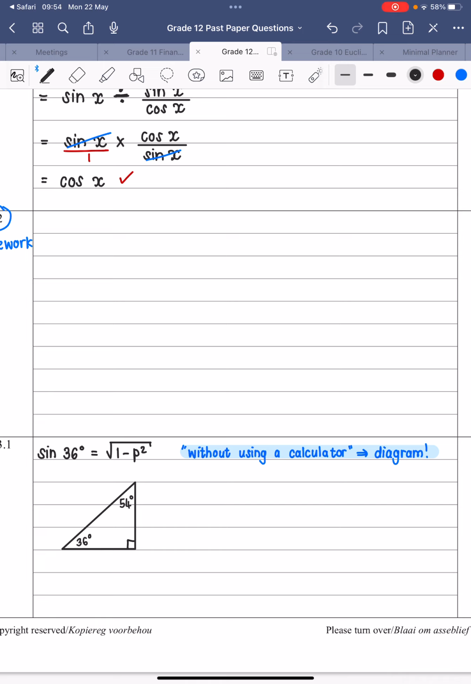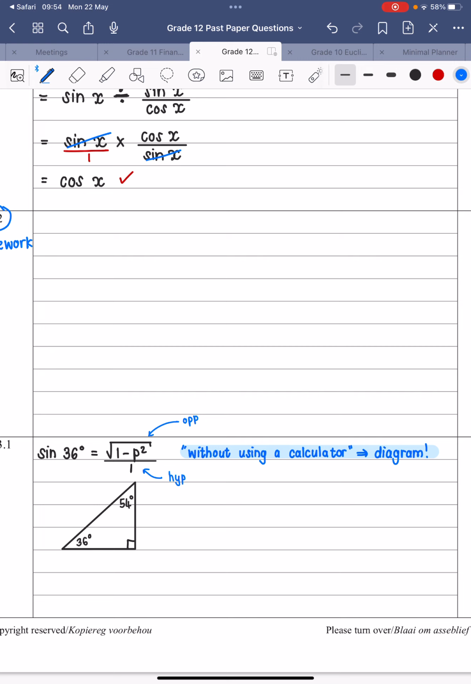Now guys, what they've given us here is sine, and we know that sine is the same as opposite over hypotenuse. So just put that over 1 there because now we can use that as our opposite side. And our hypotenuse is going to be 1. And once we've done that, we can use Pythagoras to calculate the third side.